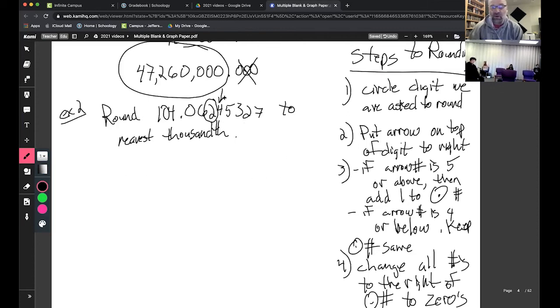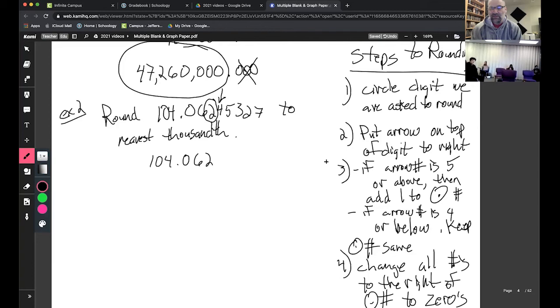So this is 4 or below, so we're going to keep it low. Remember, 5 or above, give it a shove. 4 or below, keep it low. Okay. But this number determines what to do with this number. So this is 104.062. And then we've got zeros there, so we can just ignore them since they're after the decimal. Okay, does that make sense why it's 2?